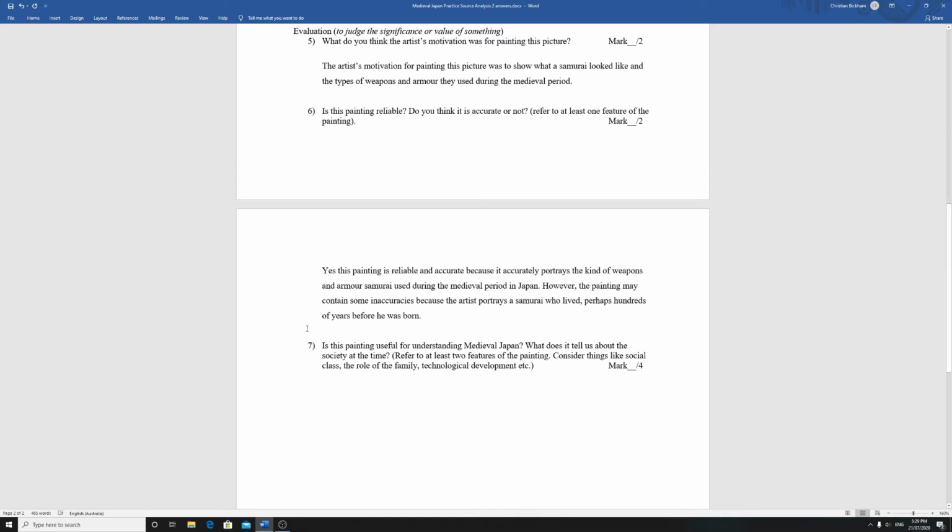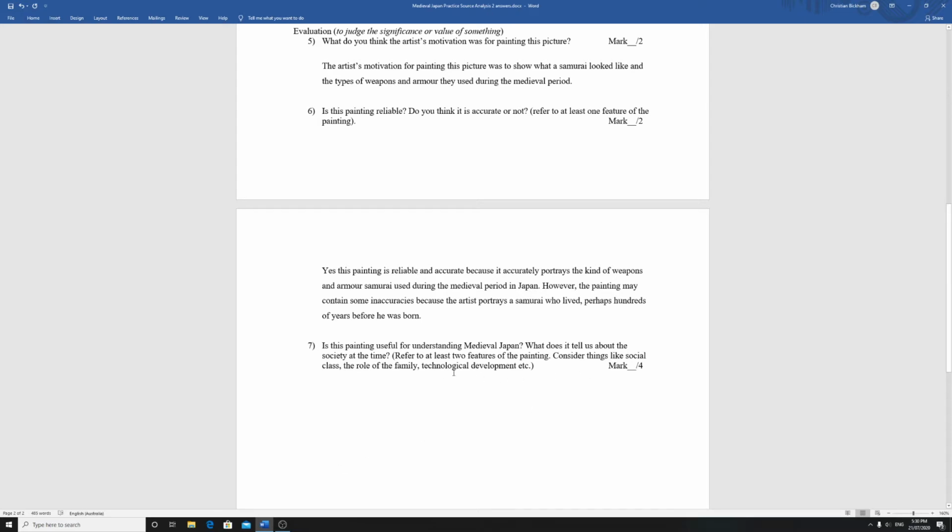And then the final question asks, is this painting useful for understanding medieval Japan? What does this tell us about the society at the time? Refer to at least two features of the painting. Consider things like social class, the role of the family, technological development, etc. So there's a number of things here in this last part of the question. They're just prompts to give me some idea about the sort of things I can talk about in my response down here.